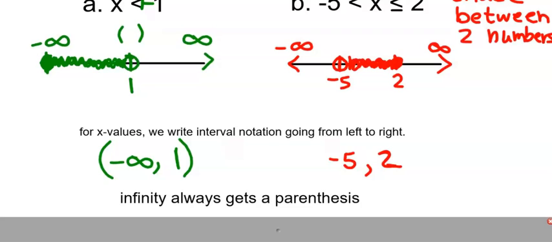So now the next one, let's look at this one. So we know with -5, that's an open circle, so we have a parenthesis again. For 2, we have a closed circle, which means a bracket.